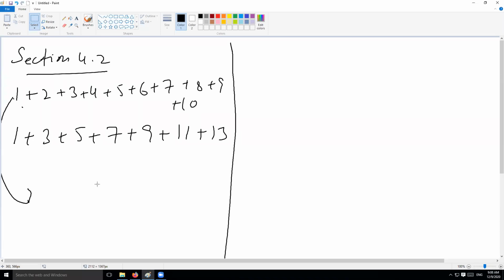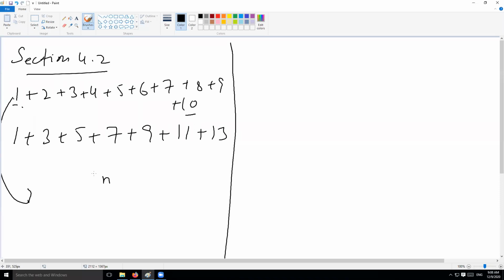What would be the general term? Anyone? N. So it's going to be N actually. So what we're going to write says okay, the general term is N. So what we are doing, we are summing N from where? From 1 to 10 actually.